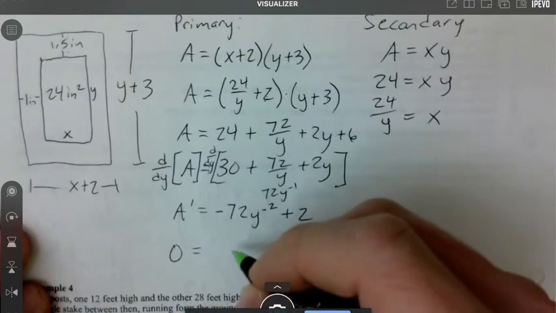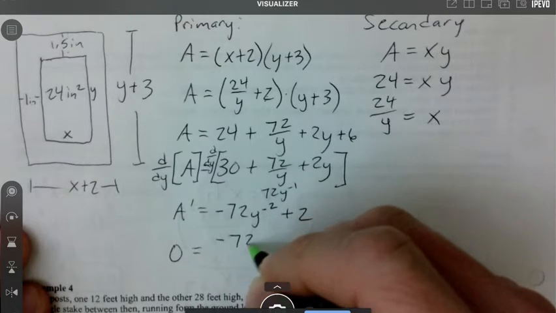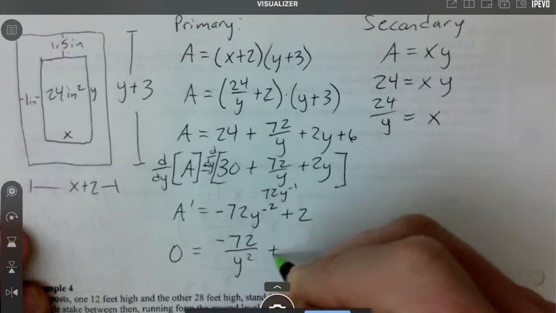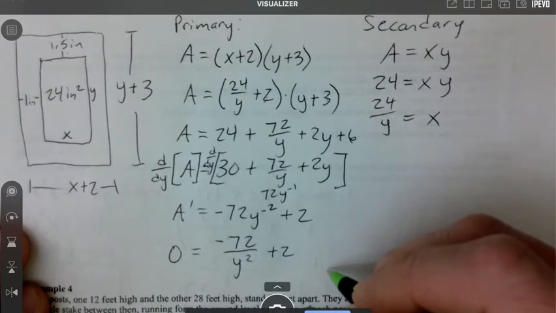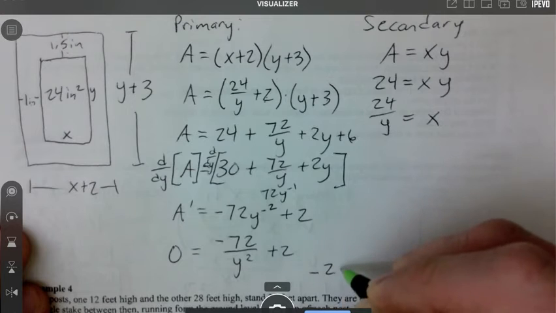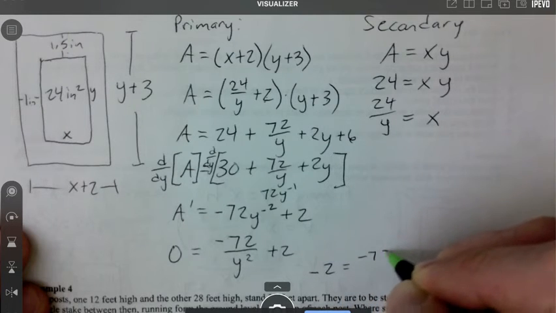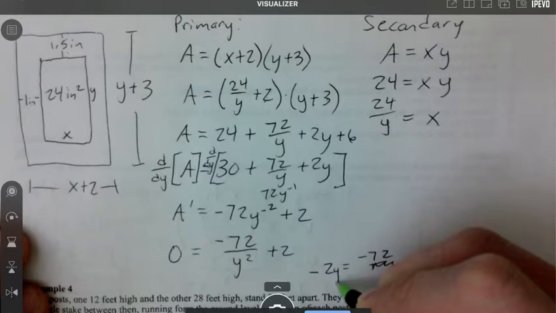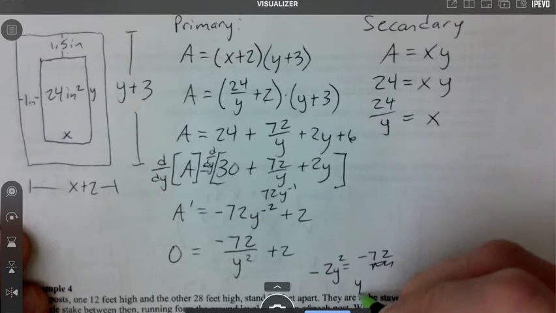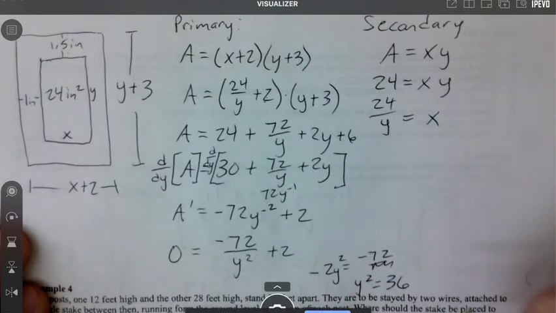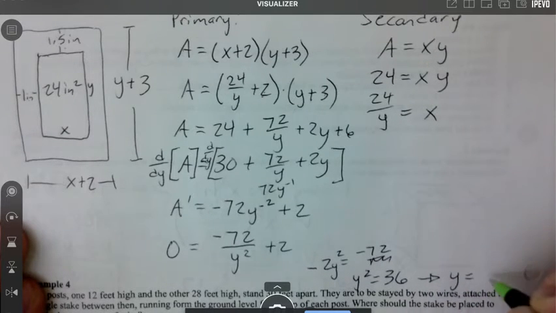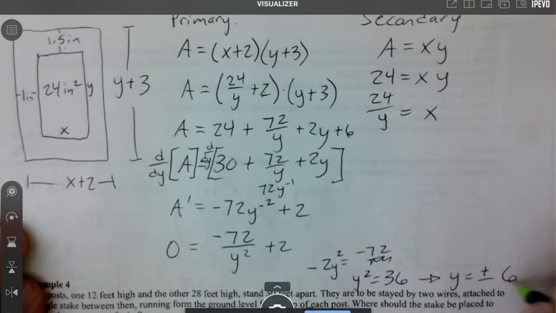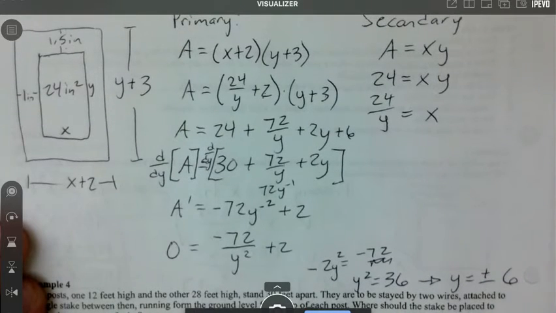What I'm trying to figure out now is, when does 0 equal negative 72 over y squared plus 2? Keeping this going, negative 2 is equal to negative 72 over y squared, so negative 2 y squared equals negative 72, or y squared equals 36. Kind of going all over the place here, but basically that means y is plus or minus 6, but we're talking about paper, so the negative version doesn't matter. We're really just talking about 6.